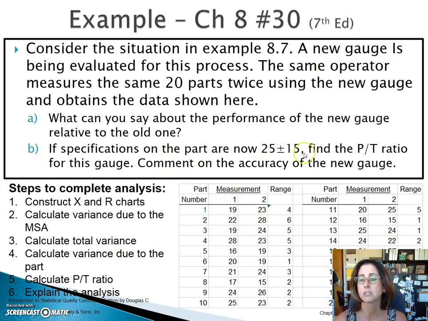And if specifications are 25 plus or minus 15, what is the precision tolerance ratio for this gauge, and comment on the accuracy of that.